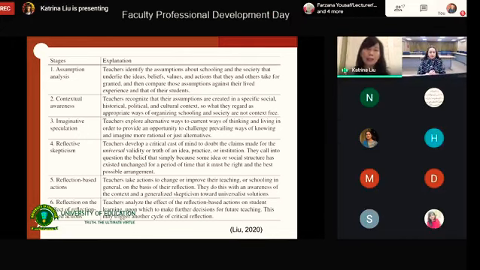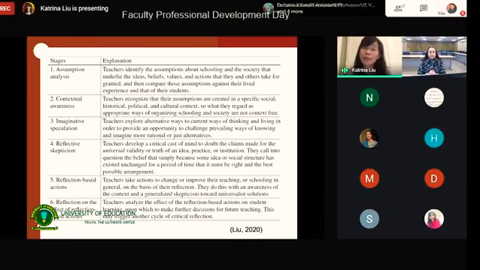You can see explanations. The assumption analysis for teachers means they identify the assumptions about schooling and the society that underlie the ideas, beliefs, values, and actions that they and others take for granted, and then compare those assumptions against their lived experiences and that of their students. And so then we studied the contextual awareness. That means they gain an understanding of how those assumptions are created in a specific social historical context, right? And then imaginative speculation is the process of looking for alternative solutions, right?